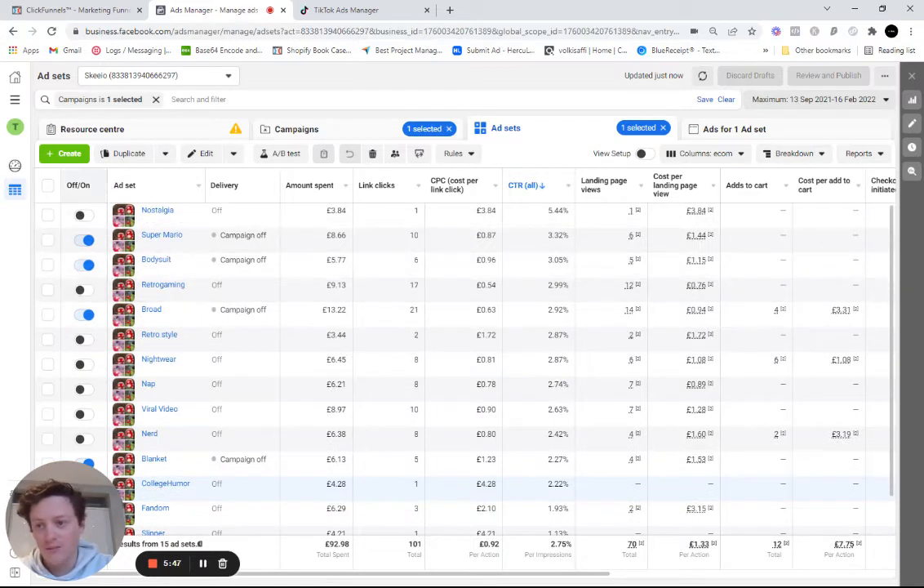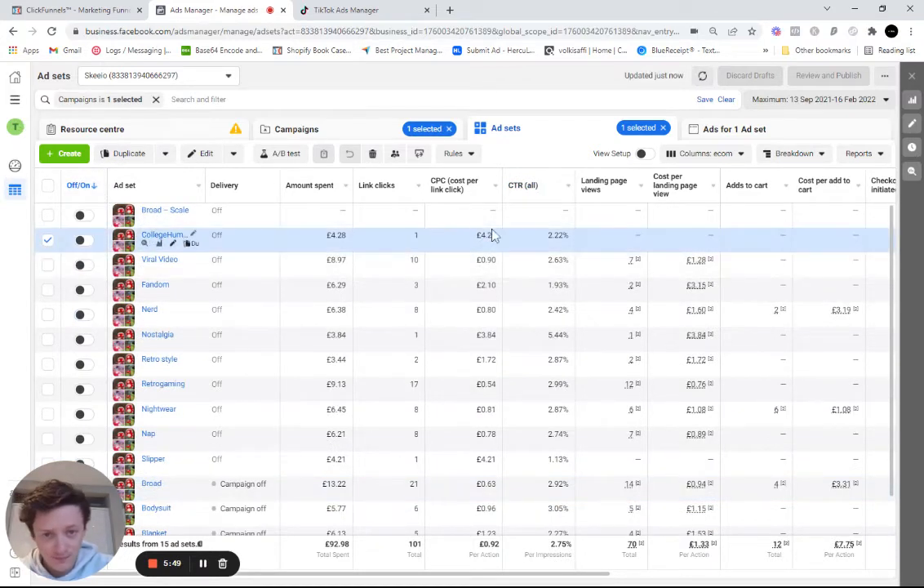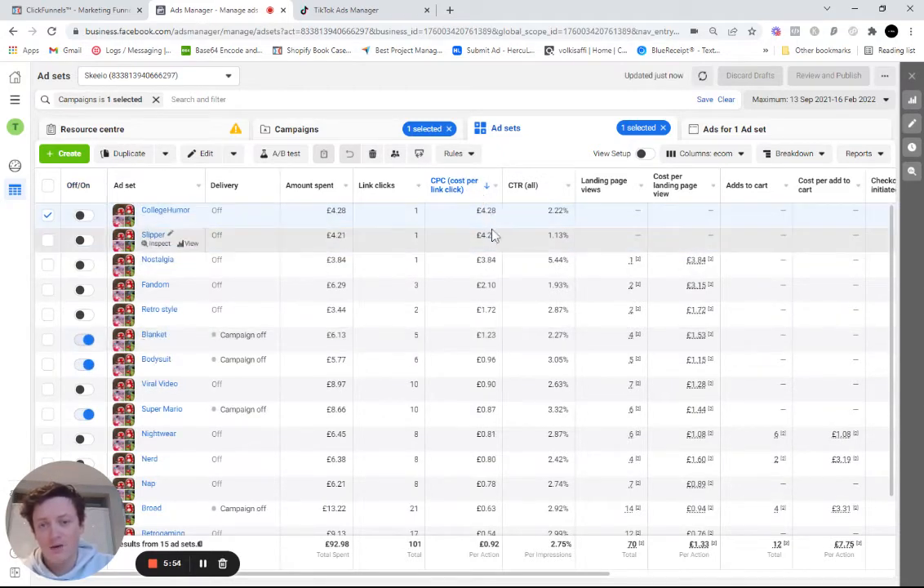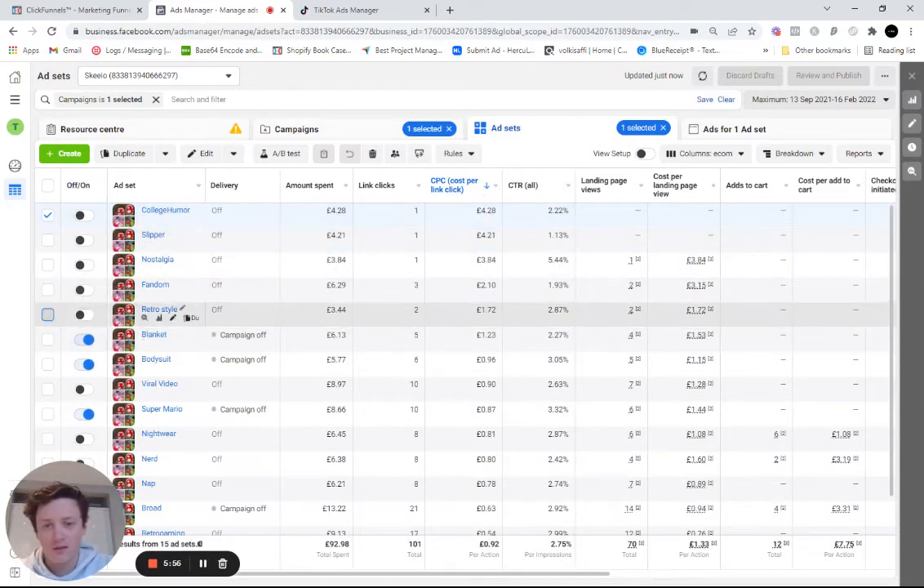Now, if we filter by the ones which were turned off, you can see here cost per click. Well, actually, we'll filter by cost per click. Some of them were getting quite high cost per click. So all of these ones here were turned off because the cost per click was far too high. There was no way I could have made these profitable.